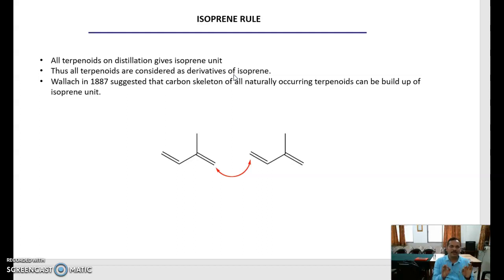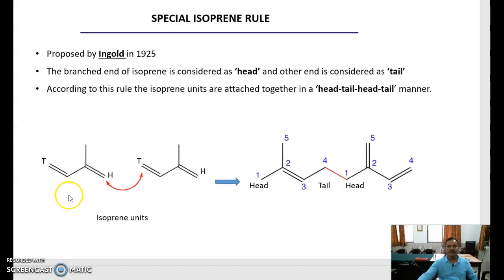This was given by the scientist Wallach in 1887. So that's it. This is the isoprene rule. Now let's move further. The special isoprene rule. Now the special isoprene rule is given by the scientist Ingold in 1925.